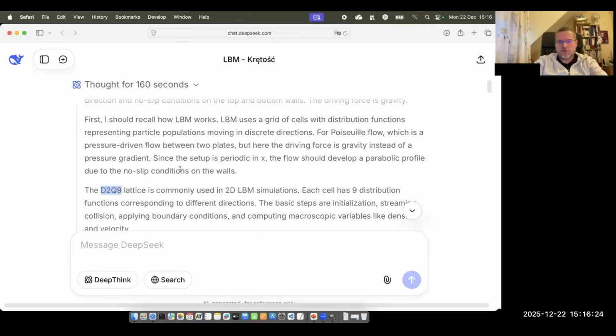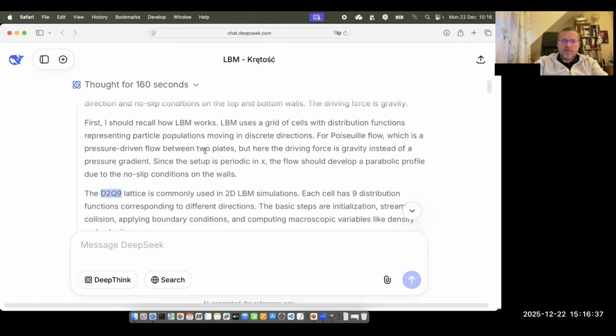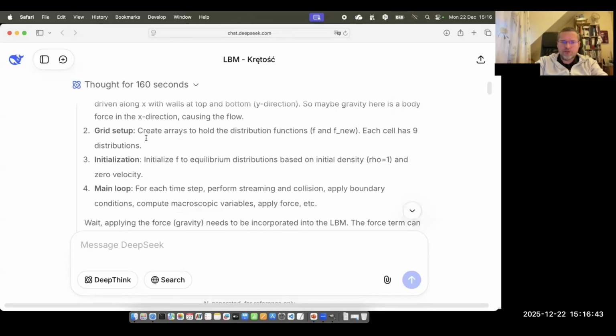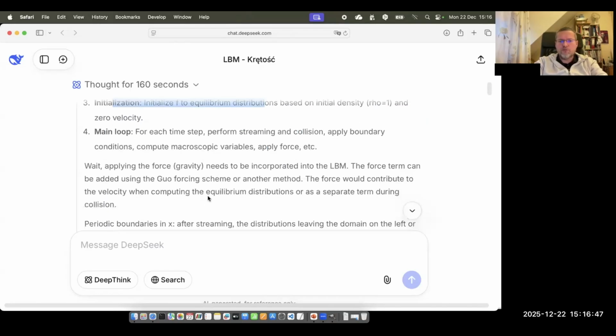So basically, it knows that this is lattice Boltzmann because it is selecting one of the most popular models, like the D2Q9. It's a two-dimensional model. It is summarizing what the user wants to have. So, for instance, what are the parameters? What is the grid setup? What are the initializations? And so on. Of course, we didn't put any details about the numerical procedure.